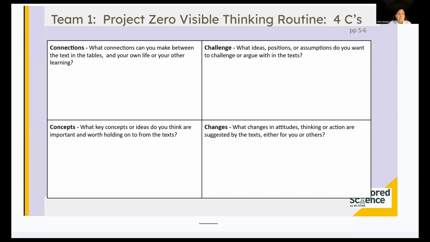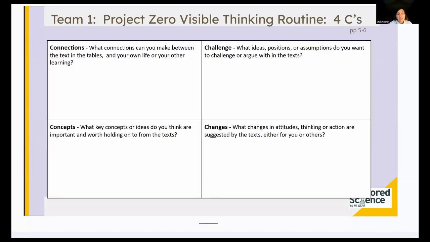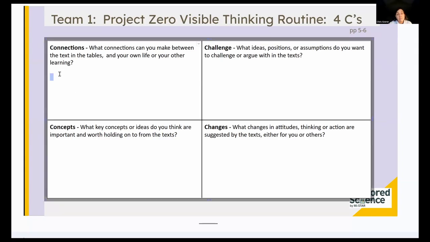And so I am going to put you actually in teams today, or now, and have you look at slide 26, that table, as a form of text. And then as a group, have some chats about connections, challenges, concepts, and changes, and then have one or two people in your group just kind of jot some things in the table.